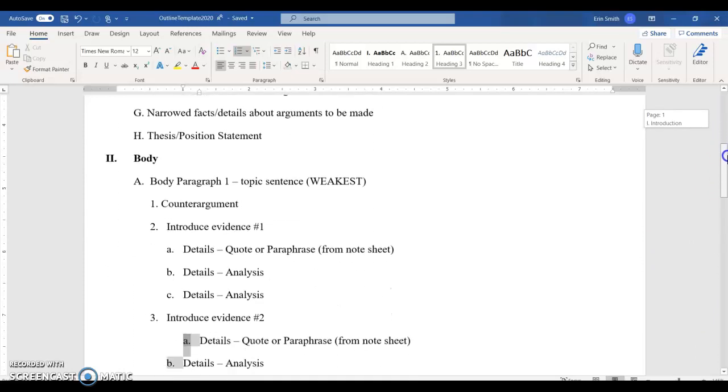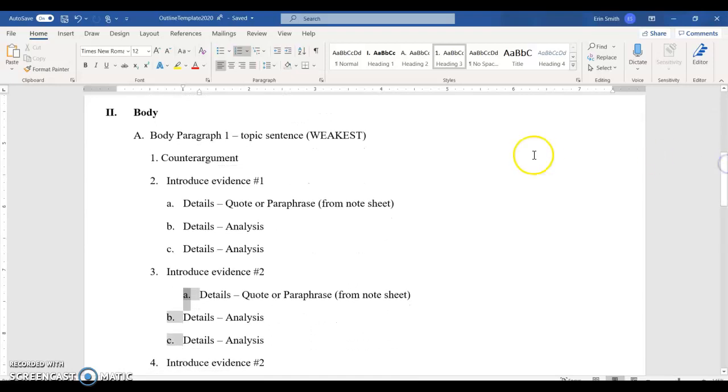Your body will have 3 body paragraphs. Those are all these capital letters. When you organize them, the weakest point that you think you're making should be the first one. And then your mediocre one will be your second body paragraph, and then your strongest will be your third body paragraph, because you want to end with your strongest point for your reader to remember.